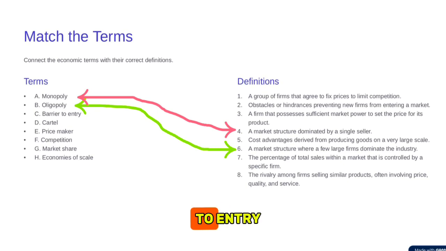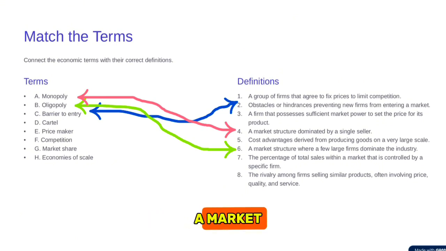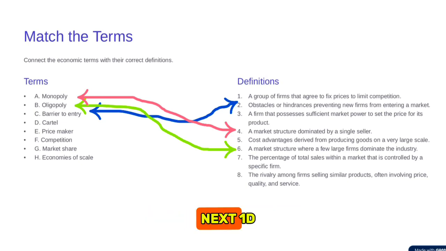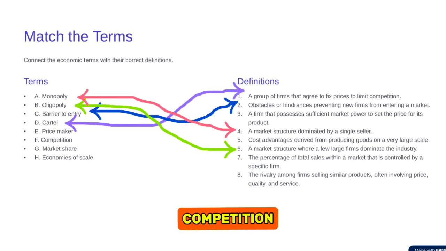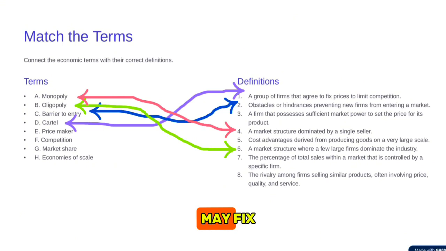C. Barrier to entry is obstacles or hindrances preventing new firms from entering a market. These barriers can include high costs, patents, government rules, or strong existing competitors. Next one, D. Cartel is a group of firms that agree to fix prices to limit competition. A cartel is when companies secretly cooperate instead of competing. They may fix prices or control supply.